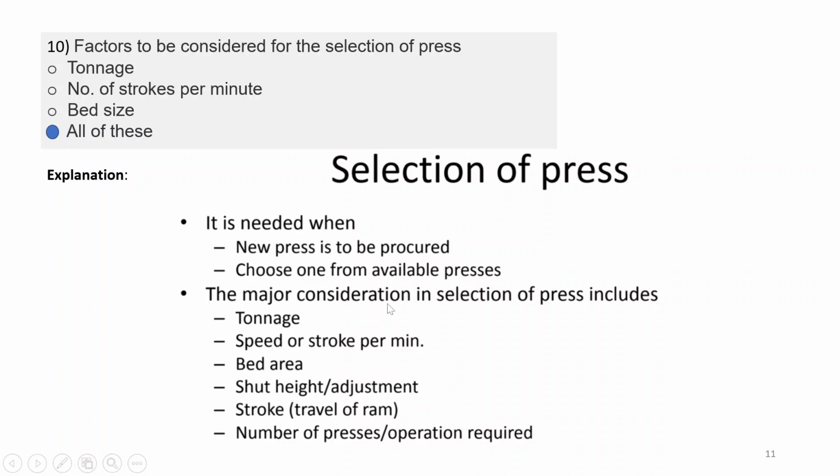And also the major considerations in selection of press include tonnage, meaning the amount of the stock, and speed or strokes per minute, and bed area. In some of the C type ones, you'll be getting smaller area, and in case of straight ones you'll be getting more bed area. Shut height adjustment, stroke, travel of frame, number of presses, operations required. These are some of the factors that you will be requiring when you will be selecting a press.